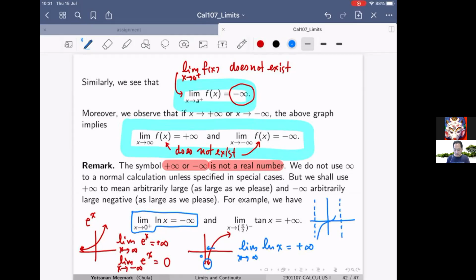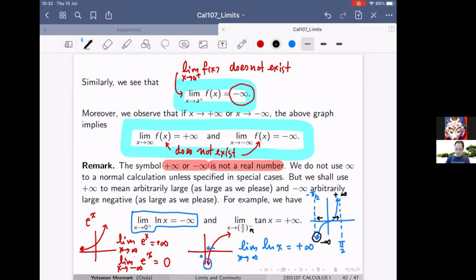Okay, so here is pi over 2, there is negative pi over 2. So it means that if you go to pi over 2 on the left, you see on the left, your tangent will go to positive infinity. But if you go to negative pi over 2 on the right, your tangent will go to negative infinity.